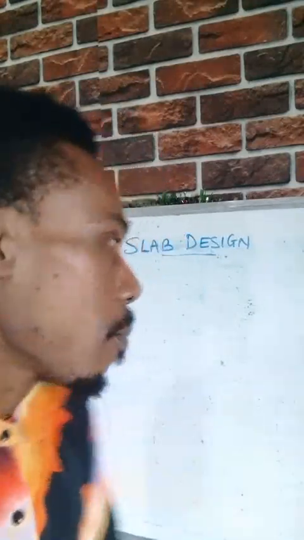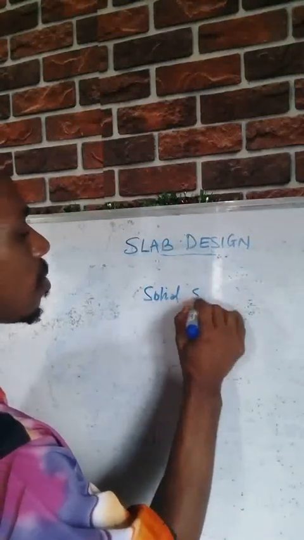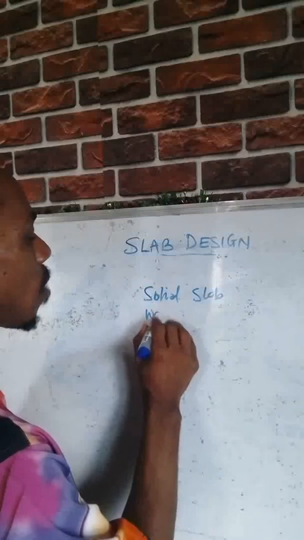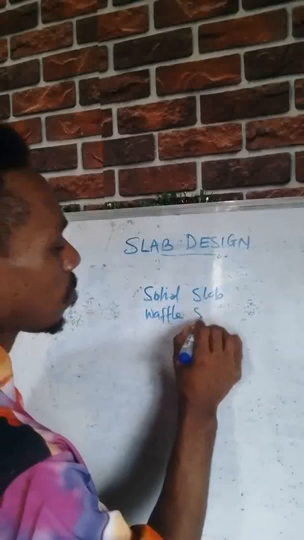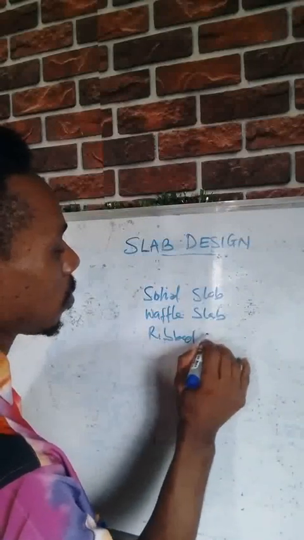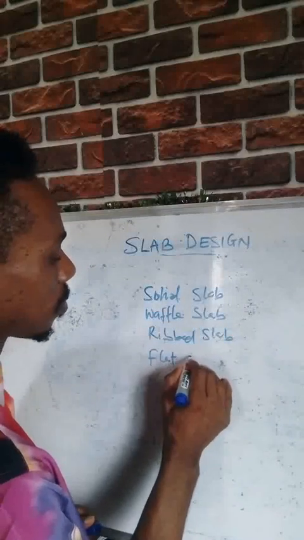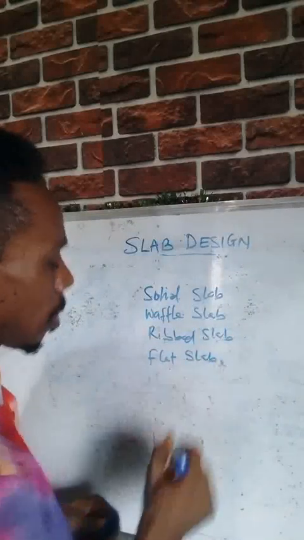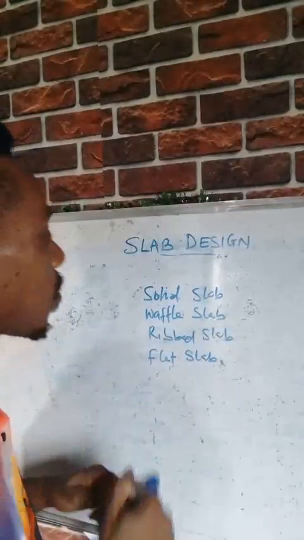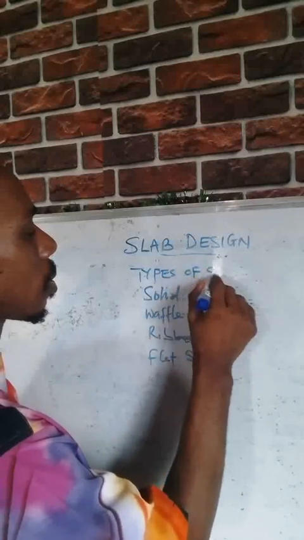Now, we have different types of slabs. We have the solid slab, the waffle slab, the rib slab, and the flat slab. These are the different types of slab.